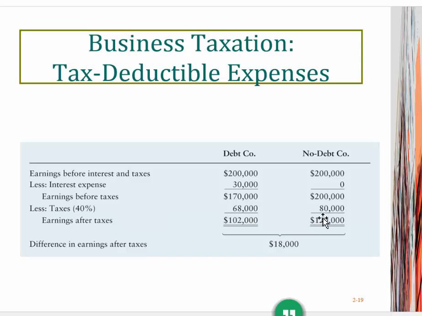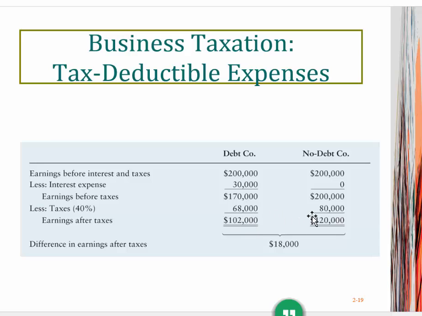Look at the difference in taxes paid. The debt company pays far less in taxes than the no debt company does. So the tax shield of interest is reducing the amount of taxes that are due because of this tax burden. But let's think about it.